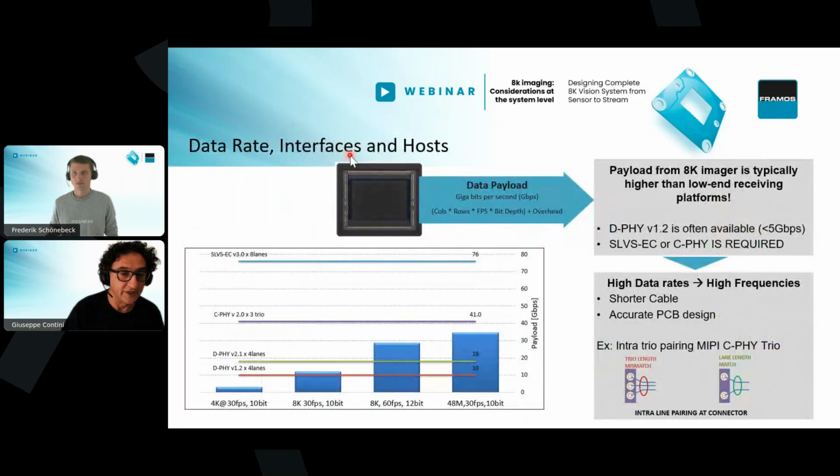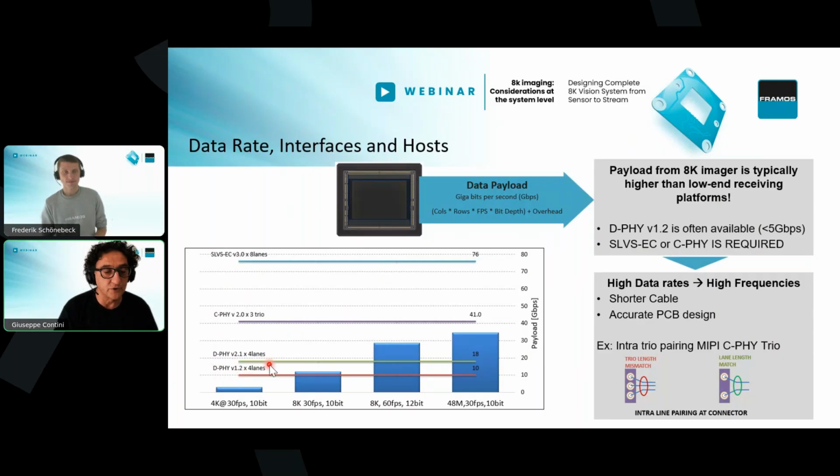Data rate, I mentioned that. Here is a comparison. These straight lines tell you how fast the interface could be by specification. So D5, this is the very common one, D5 version 1.2, is 2.5 gigabits per lane. 4 lanes means more or less 10 gigabits of bandwidth. And with 10 gigabits, you can stream, of course, 4K, but if you want to go to 8K, 30 frames per second, the amount of data that the sensor is producing is bigger than the bandwidth of the interface.